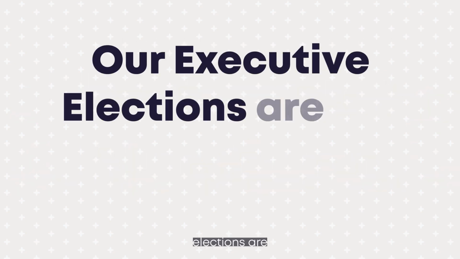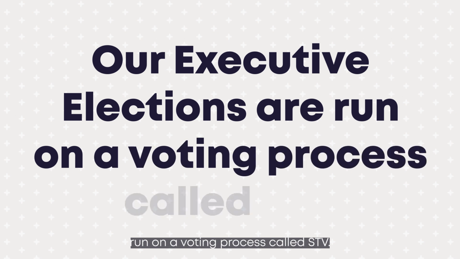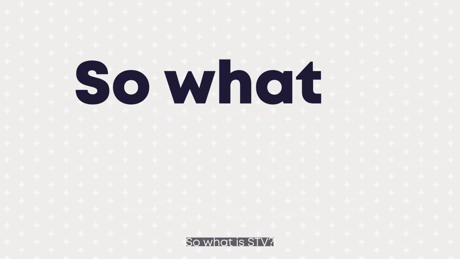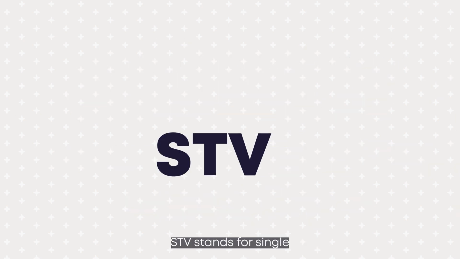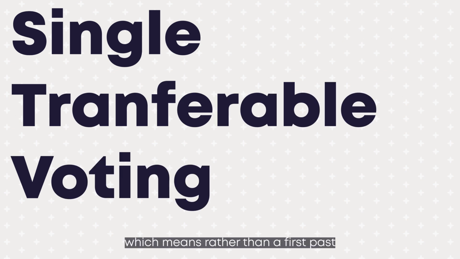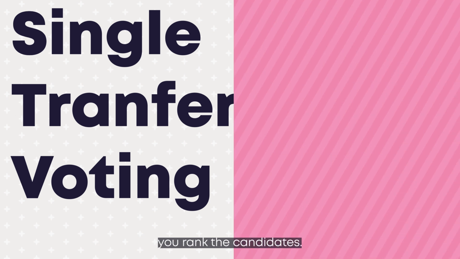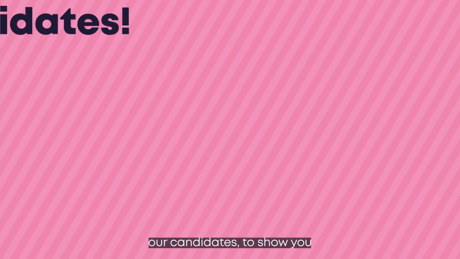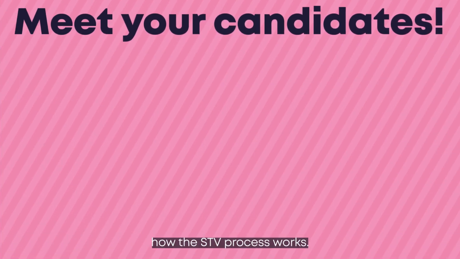Our executive elections are run on a voting process called STV. So what is STV? STV stands for Single Transferable Voting, which means rather than a first-past-the-post system where you put an X next to a name, you rank the candidates. But first, let's meet our candidates to show you how the STV process works.